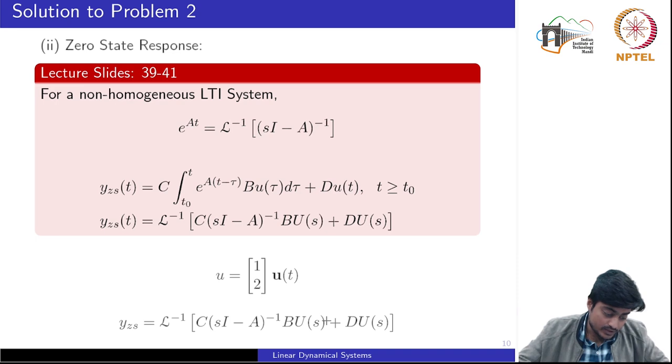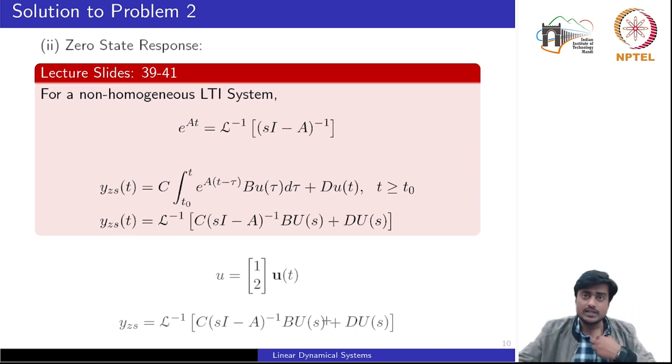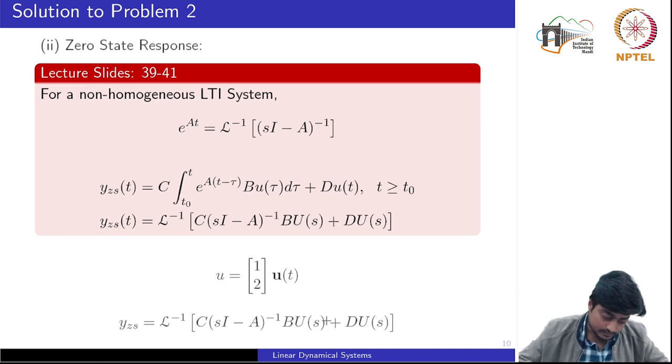For computing the zero state response, you can refer to slides number 39 to 41, where we have considered a non-homogeneous LTI system. Here we have shown explicitly how you can compute this exponential matrix by using the Laplace transforms. If you recall, the zero state response is given by this equation, where you need to compute the integral of this exponential matrix, which is a bit of a complicated procedure. So as an alternative, again you can simplify it by using the Laplace transform.